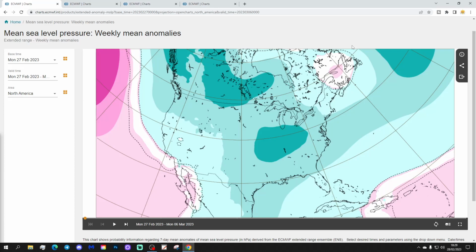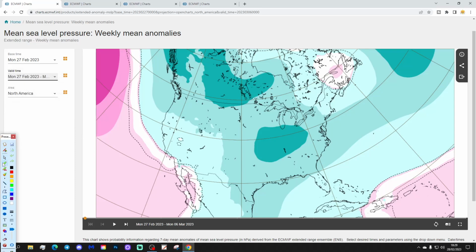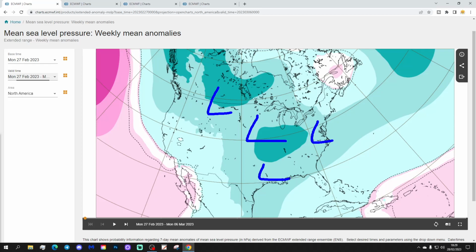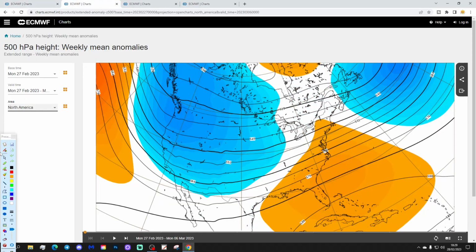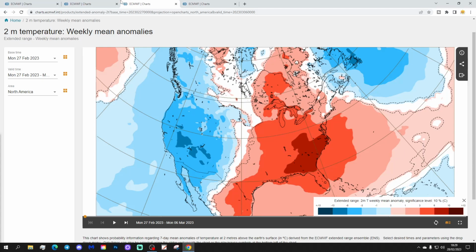We'll start off with the week 1 mean sea level pressure anomaly for America. It's taking us from the 27th of February to 6th of March. The coming week is unsettled, with low pressure in many parts of the states. The 500 millibar height anomaly looks like that, with below average heights in the northwest and central regions. Still this omnipresent ridge down towards the far east and southeast.